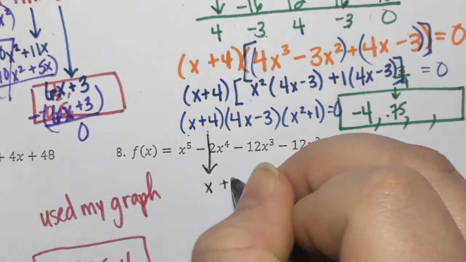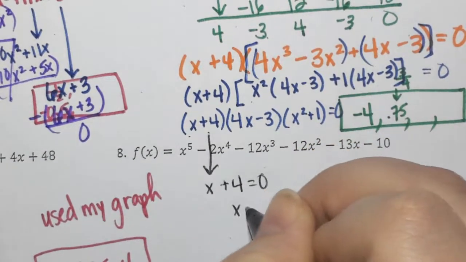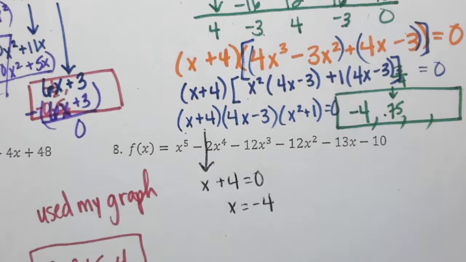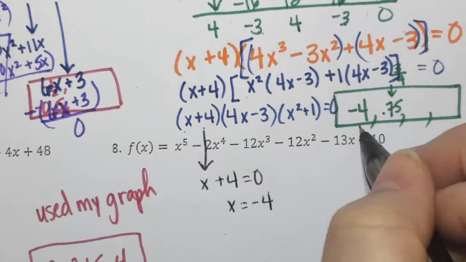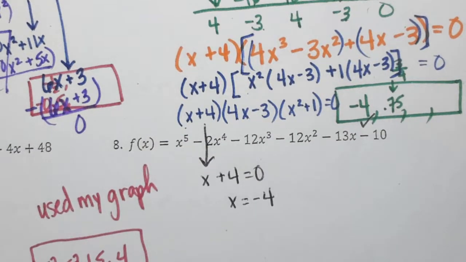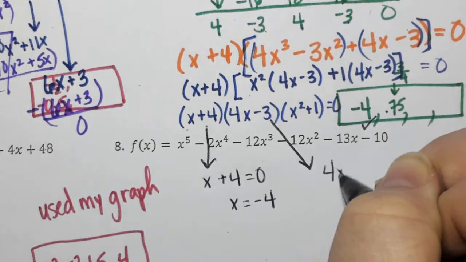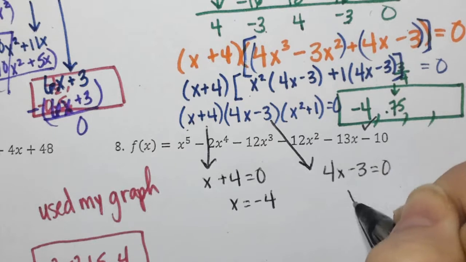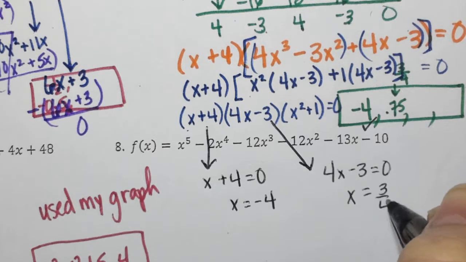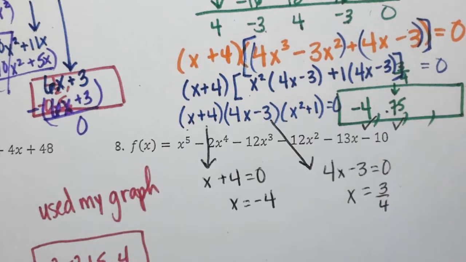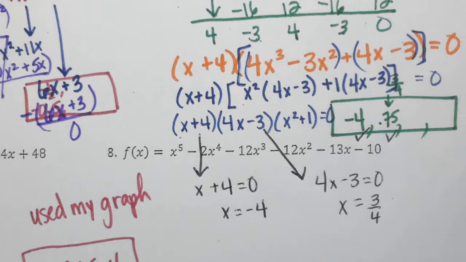So if we set x plus 4 equal to 0, we would get x equal to -4. Do you have to write that if you understand that? No. But duh, that's where that answer came from. If we did 4x minus 3 equals 0, we would get x equals 3 over 4, which is the same thing as 0.75. So, yep, I know where that answer came from.